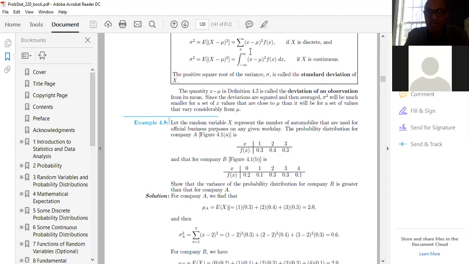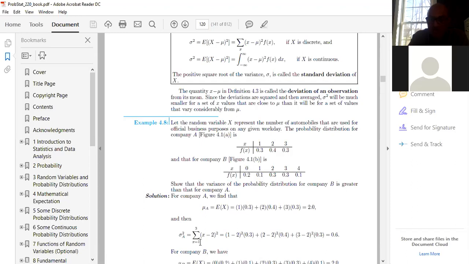Now I'm going to plug this 2 into the formula. So (x minus 2) squared times f(x), and x runs from 1, 2, and 3. There is a printing mistake here in the book: it should be (x minus 2) squared times f(x). You can see f(x) is there, so f(x) must be here too. Because we are working with company A, I would like to write sigma A squared equal to the summation of (x minus 2) squared times f(x), where x runs from 1, 2, and 3.